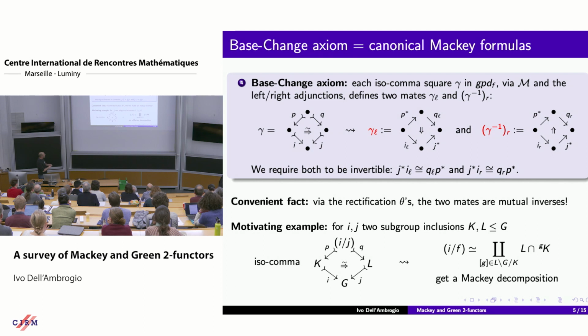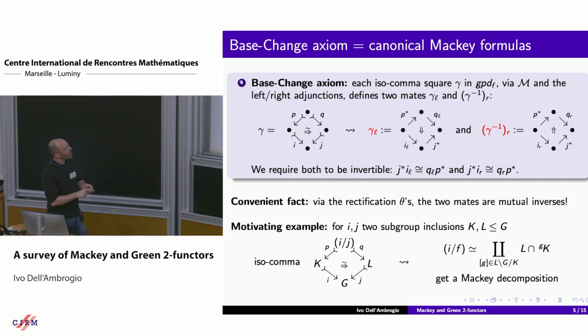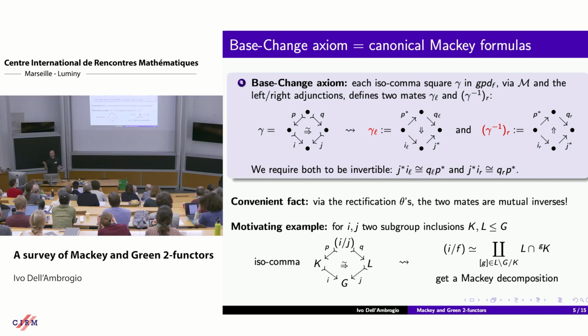All right, so let me give you an example of an isocomma square. If you take two subgroup inclusions, K and L subgroups of G, then the isocomma construction, this homotopic pullback, gives you a groupoid. It's not a group anymore, basically never, but you can decompose it in a non-canonical way as a disjoint union of these conjugated, shifted intersections. So it's a typical double coset formula. It's the one that gives you the Mackey formula whenever you see it in nature.